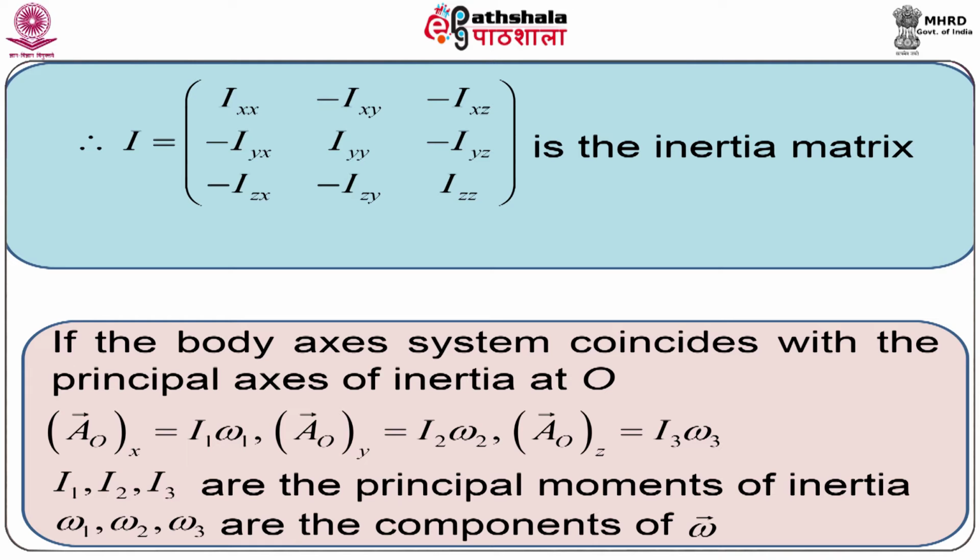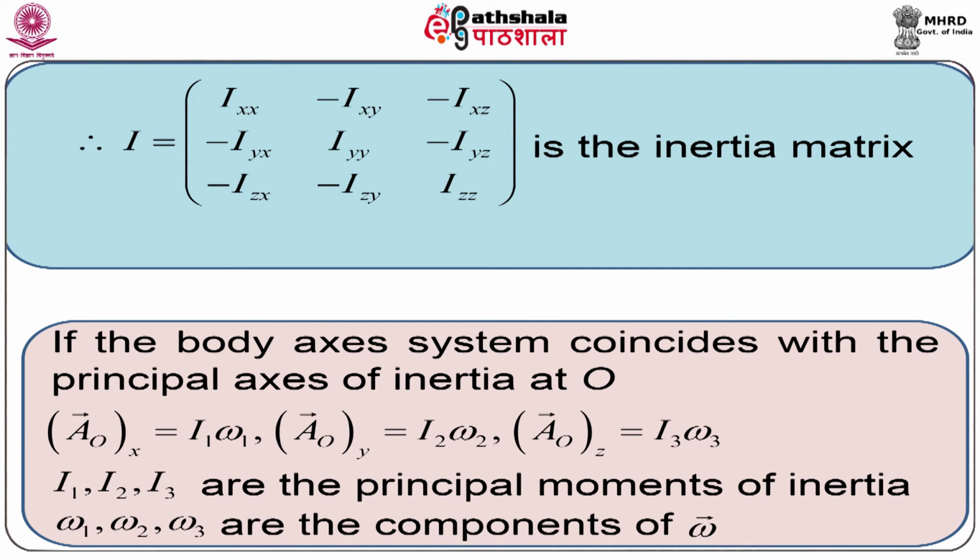This matrix is known as inertia matrix, since the diagonal elements, that is Ixx, Iyy, Izz, give the moment of inertia, whereas the off diagonal elements are the product of inertia.